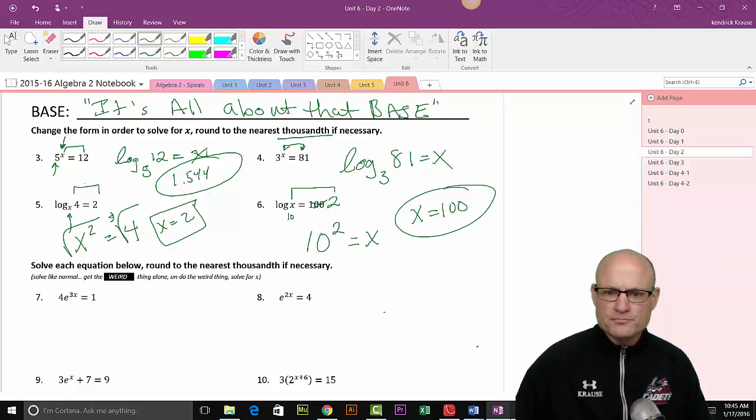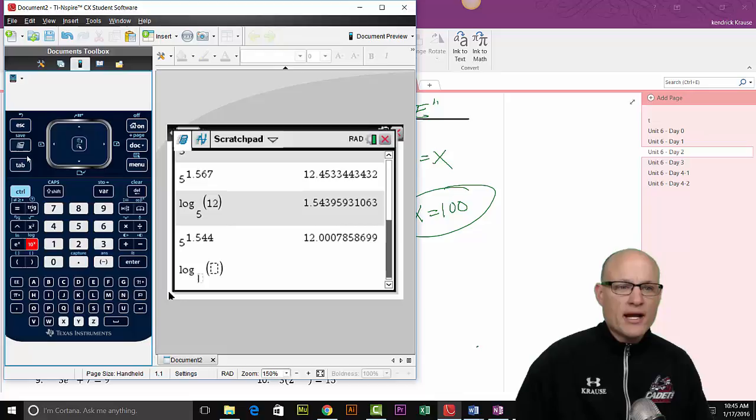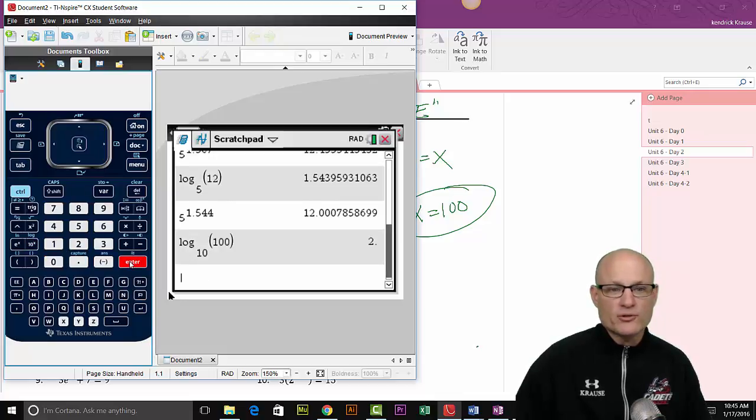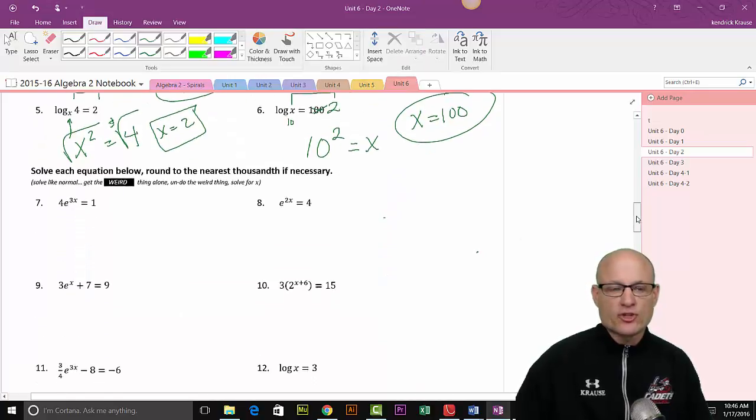Why am I clicking on the wrong thing? Log, and I'm not even going to put in the 10 of 100. It's equal to 2. See, it put it in for us. Remember, if it's not put in, if it's not there, it's understood to be there.